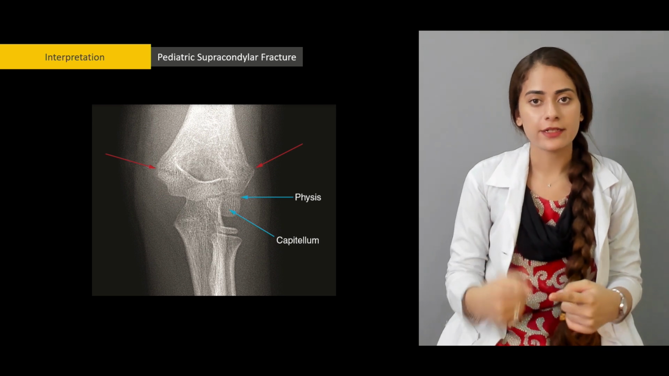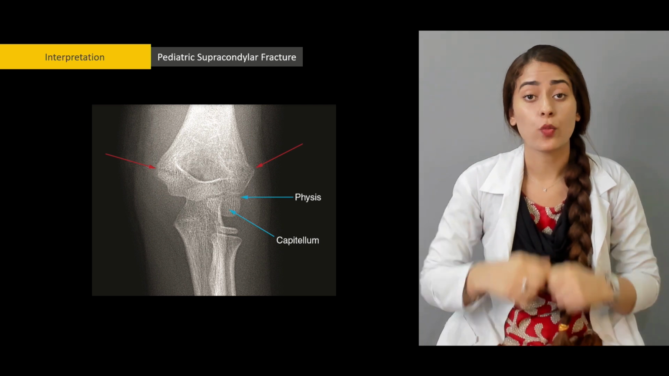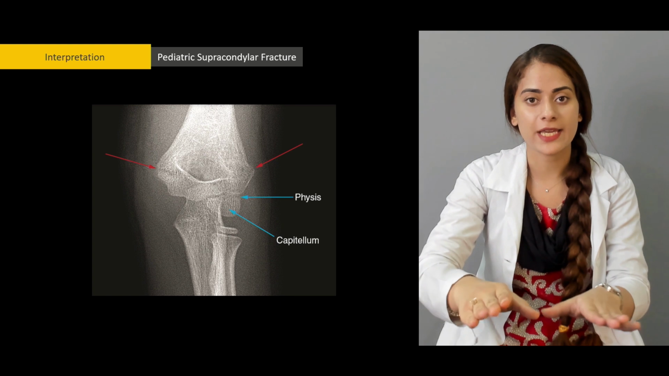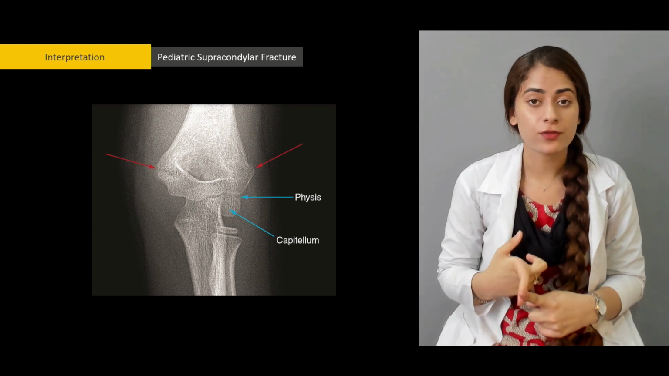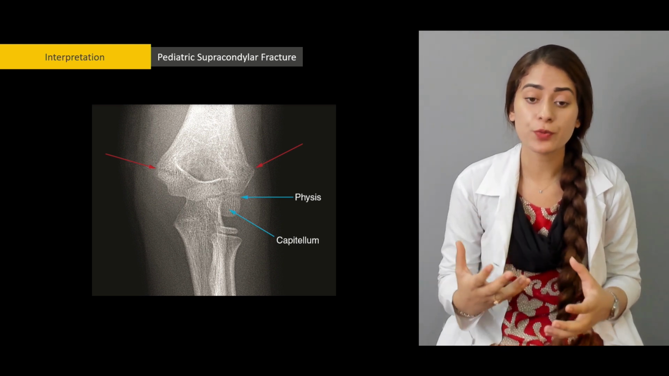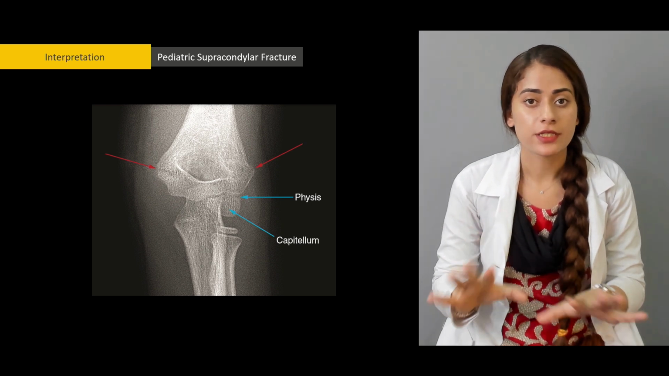Let's again revise what we said. For pediatric supracondylar fractures, when we're taking the lateral view, not this one, this is the AP view, if there is a posterior fat pad, it is indicative of a supracondylar fracture in young children or in the younger population.